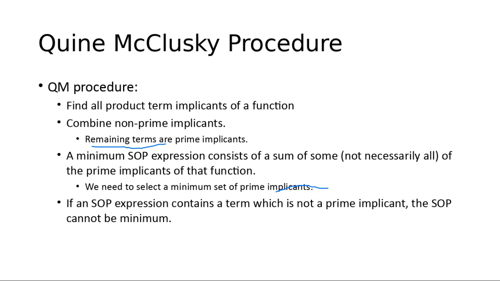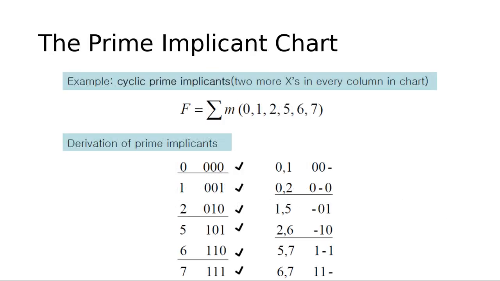If a sum of products expression contains a term which is not a prime implicant, then the sum of products cannot be minimum. Okay, there's another way for the prime implicant chart. There's another example. You have this minterm expression.